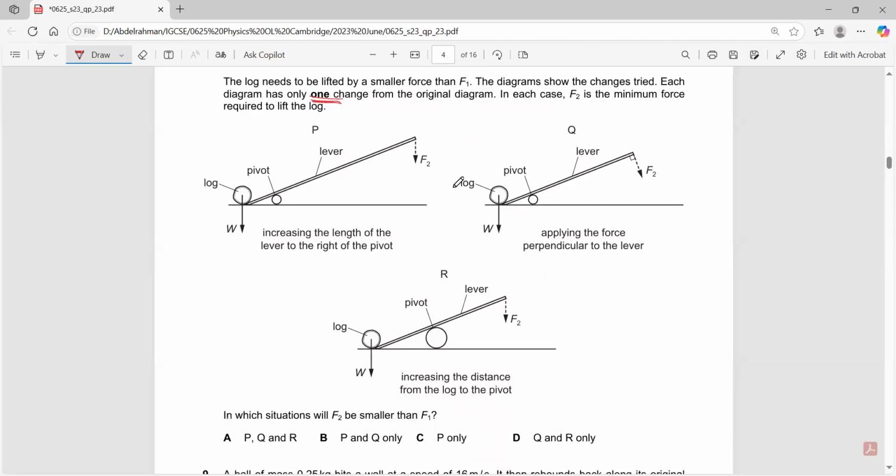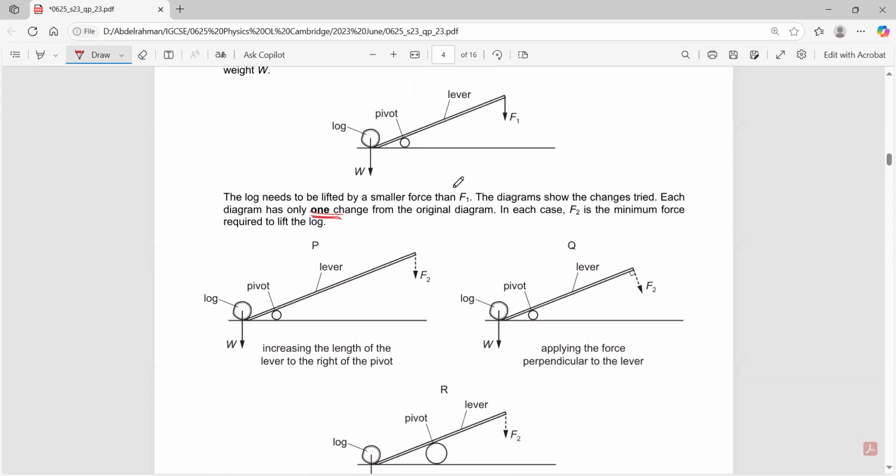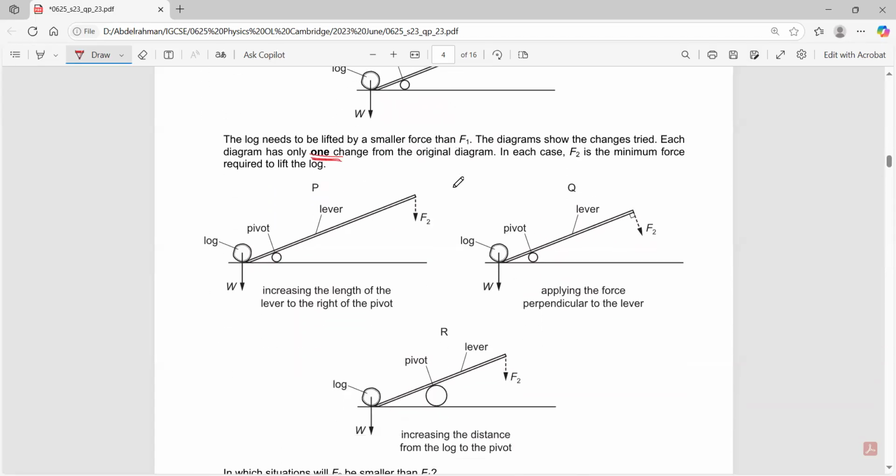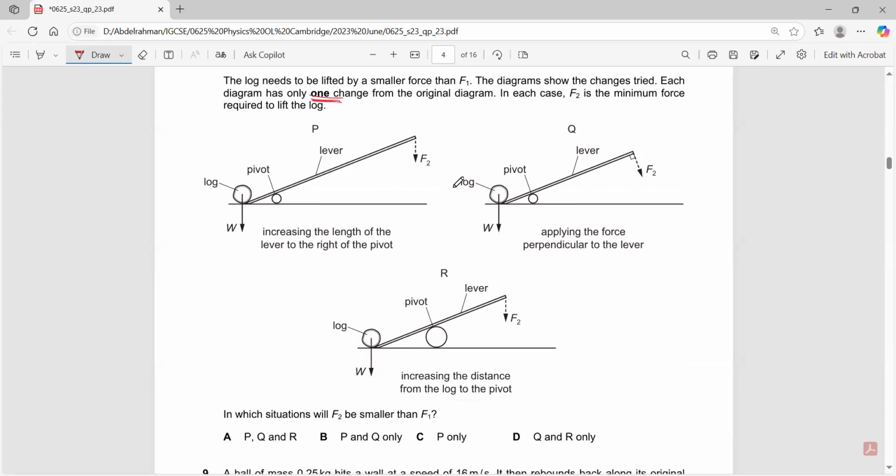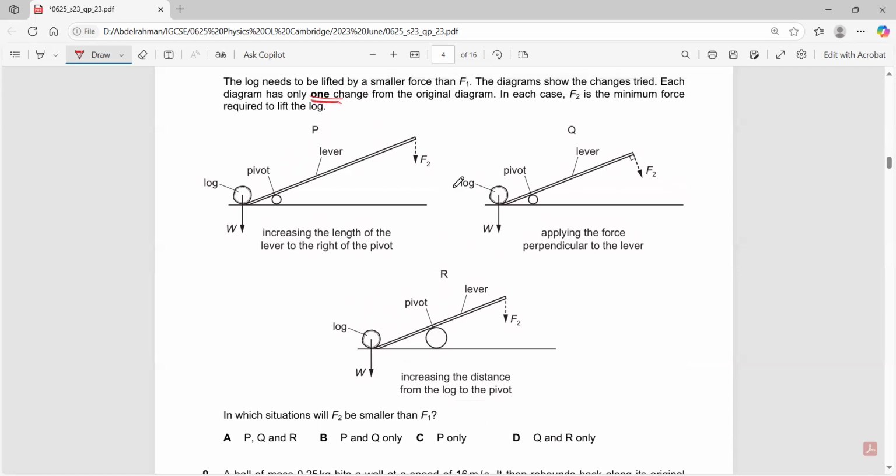So you have P, Q, and R, right? You have these three suggestions. Which of these could be correct? P, Q, and R. So let's check them out. What happened in P? Increasing the length of the pivot. When you increased the distance between the force and the pivot, would this increase the moment? Yes, it would increase the moment.